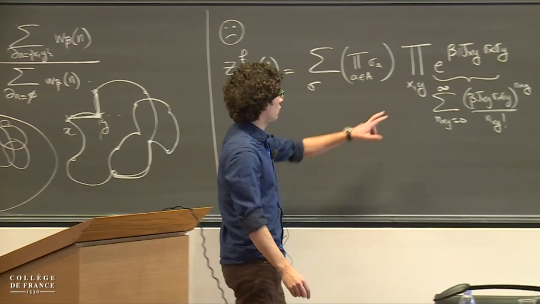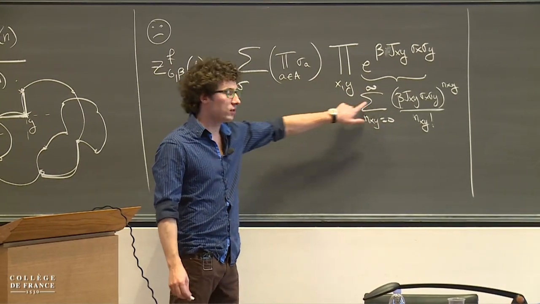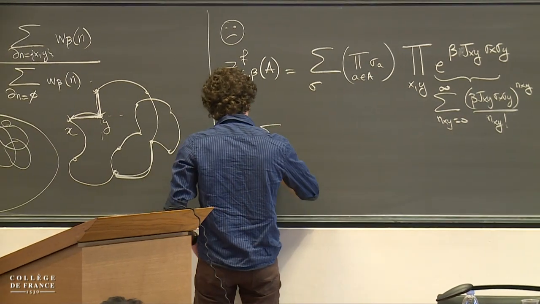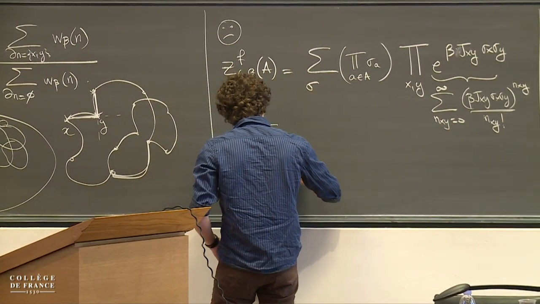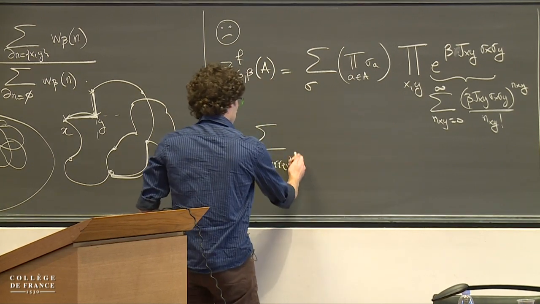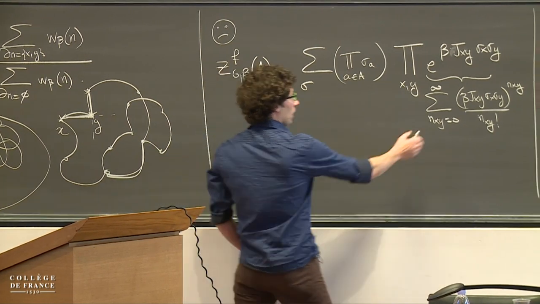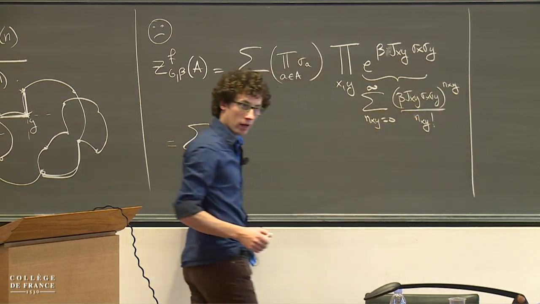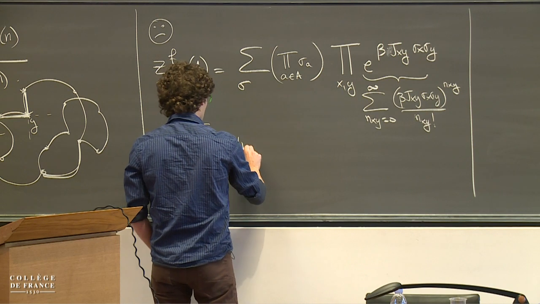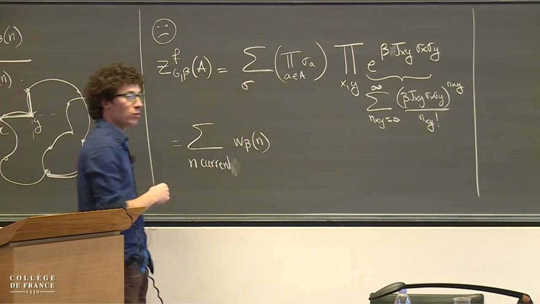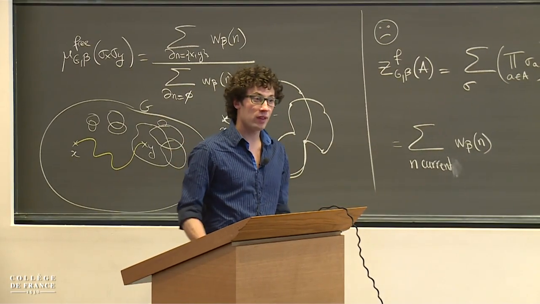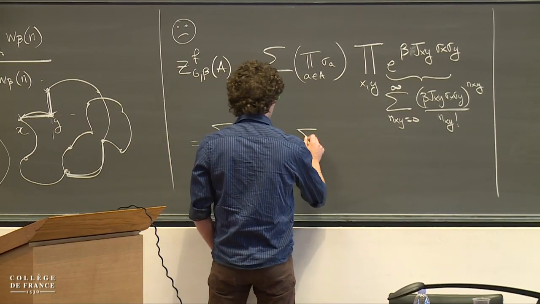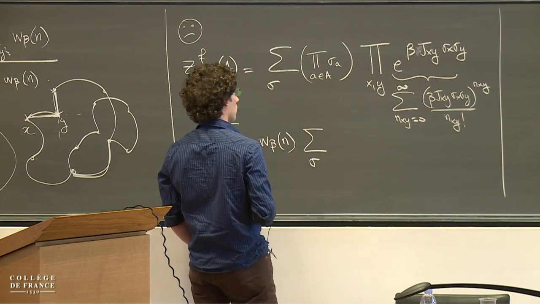Now I can exchange everything. I can try to put this sum out. So I'm going to get a sum over n, which are currents, of, well, you are going to have the product of the beta jxy to the nxy. So this guy is going to be the w beta of n. And then you have things that depend on sigma x and sigma y, which I'm going to sum. It's going to be the sum over the configuration.